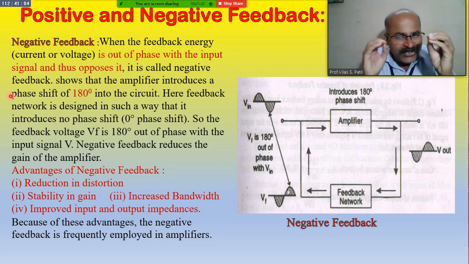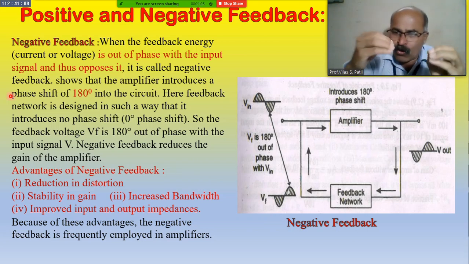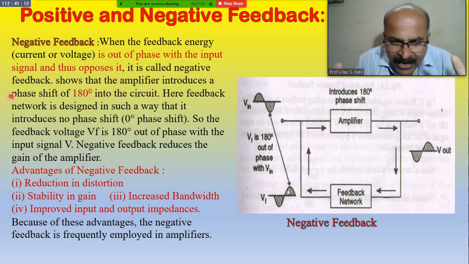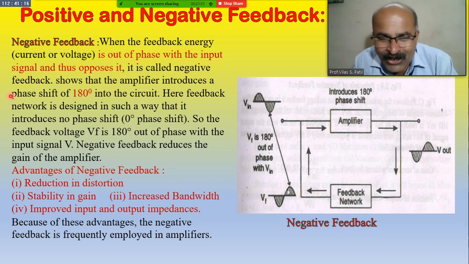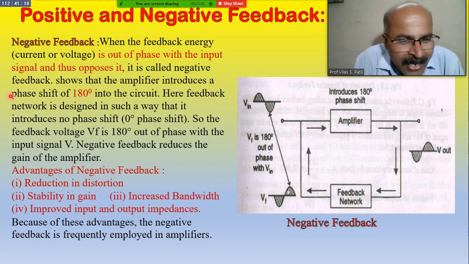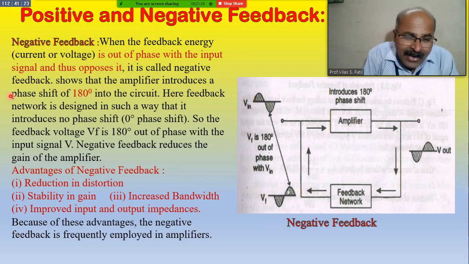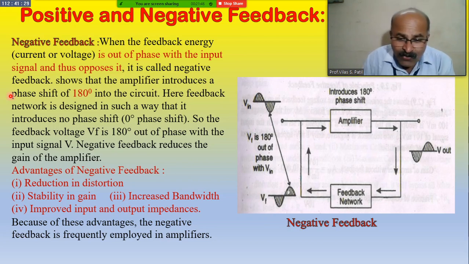If the original input and the feedback, that is the feedback voltage or the feedback output, are in different directions, in opposite directions, then negative feedback will be established. See here, it is out of phase with the input signal, thus it opposes, and it is called negative feedback. And here the negative feedback will be established in such a way.